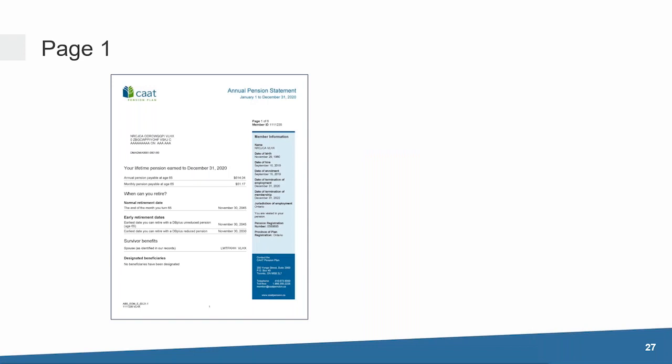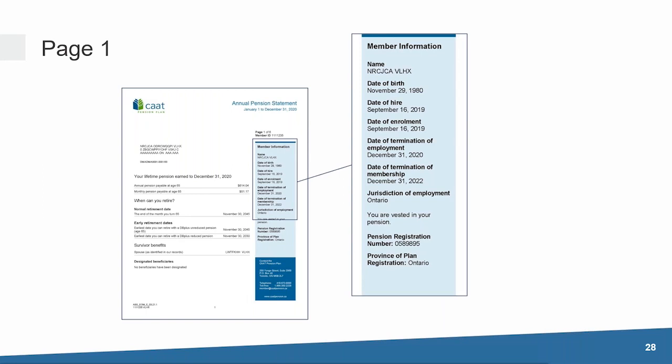Page 1 of the EOM statement is similar to the active statement. The member ID and page number can be viewed at the top right. This segment is the same, but will include termination of employment date and termination of membership date.